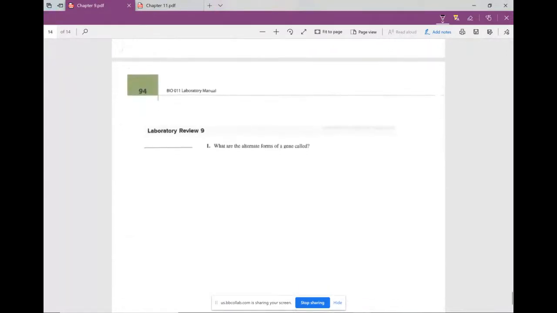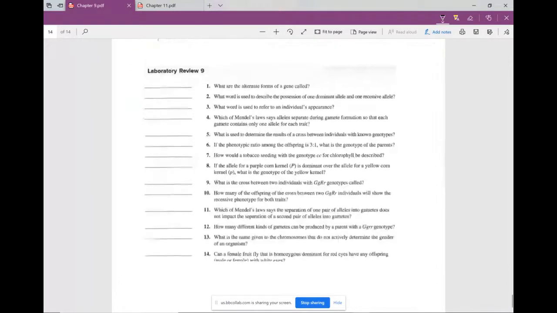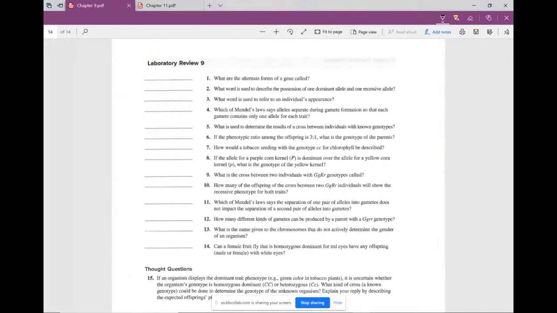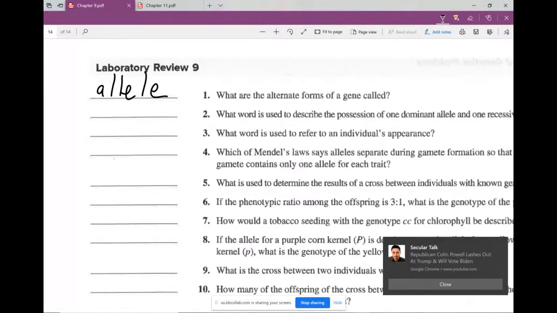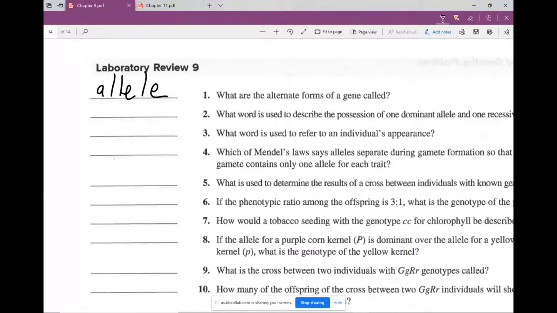portions of the lab, and this will take us to the review questions. Okay, what are the alternate forms of a gene called? And that is allele. Okay, and again, these are the types of questions that will show up in tomorrow's lab exam.